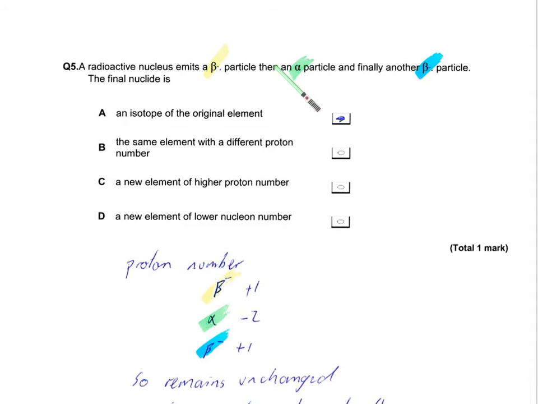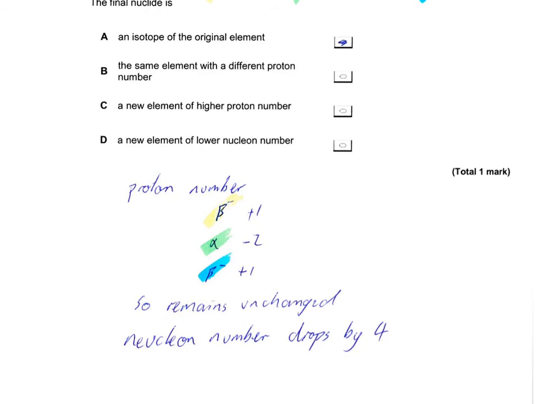We then go in and we have an alpha decay. The effect of an alpha decay is to take 2 off the proton number, because 2 protons leave, and then we've got another beta particle which again adds 1 to the proton number, remembering that in beta decay a neutron turns into a proton. So overall we've added 1, we've taken 2 off, and we've added another 1, so that is going to leave us with the proton number remaining unchanged.